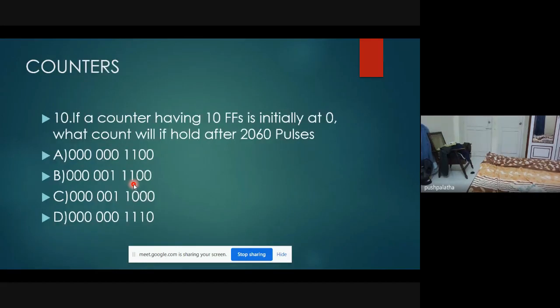Next, if a counter having 10 flip-flops is initially at 0, what count will it hold after 2060 pulses? They're asking about a counter with 10 flip-flops, initially at 0, all reset. What count will it hold after 2060 pulses? Now you have to check that. So how will you do that?